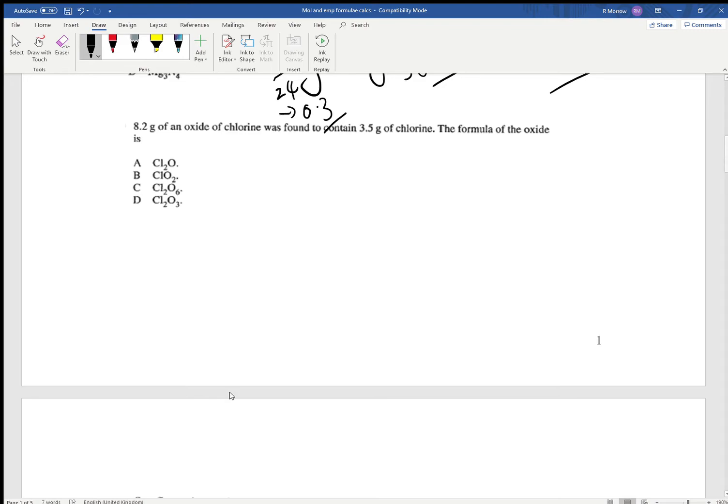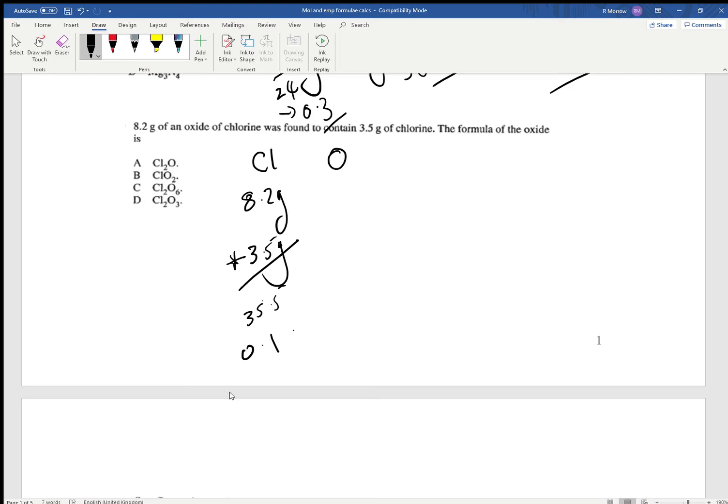Okay, next one then. We have 8.2 grams of an oxide of chlorine, so this is chlorine with oxygen. It contains 8.2 in total, of which 3.5 grams is chlorine. If we remember that chlorine has an RFM of 35.5, that comes out at 0.1. We'll come back to that if this doesn't work out nicely.